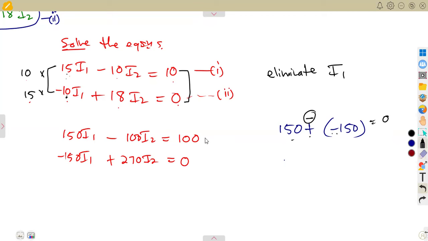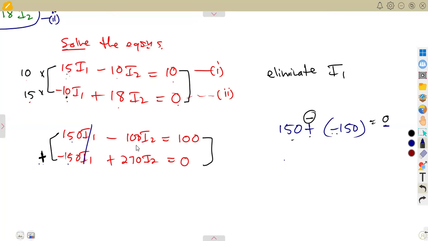So in order for us to eliminate this part, the sign that you are going to choose is the sign that when you put it here, you are supposed to obtain a 0. So if you add 150 plus minus 150, that's a 0. You have eliminated I1. So this sign, you use it throughout.